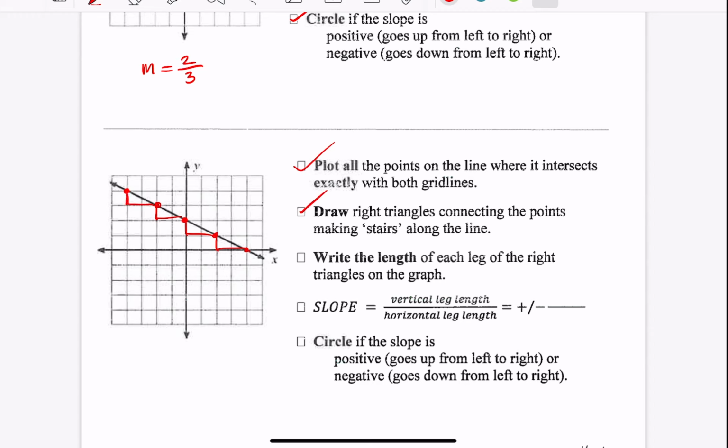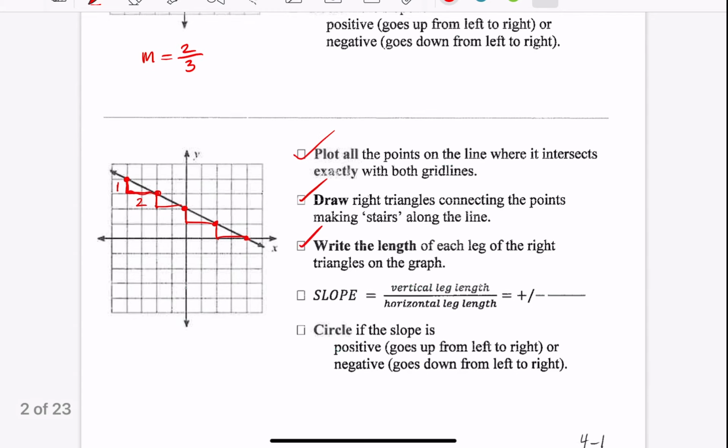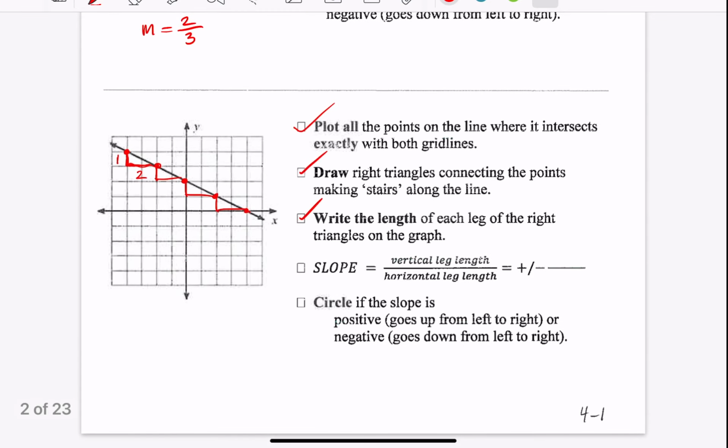So for this one, the leg length is 1. And for this one, the leg length is 2. And it's going to be the same for each one. And now I'm going to actually find my slope. So I'm going to look for my vertical leg length, and that's going to be the 1, right? This is the vertical leg length. My horizontal leg length is going to be the 2, right? That's the one that goes this way. That's going to be 2. So I found my slope.